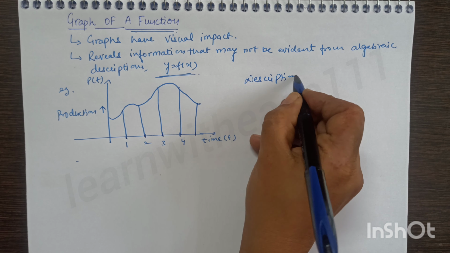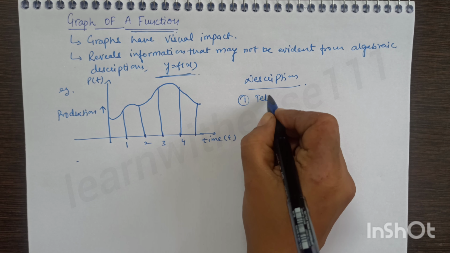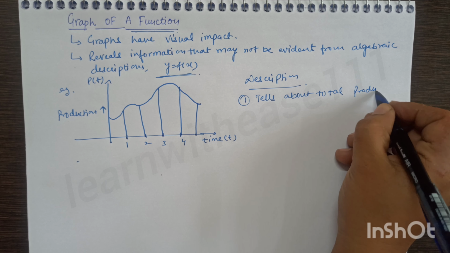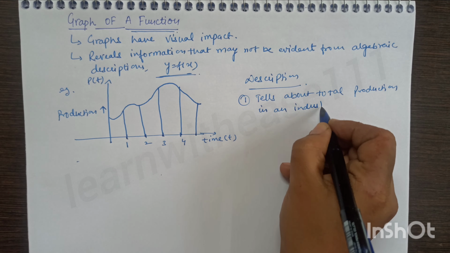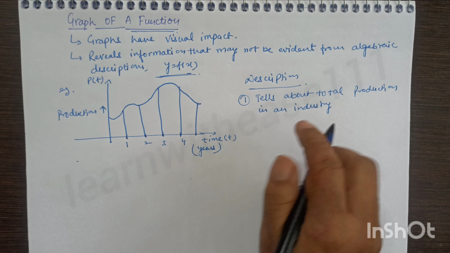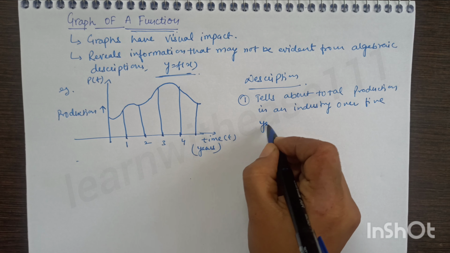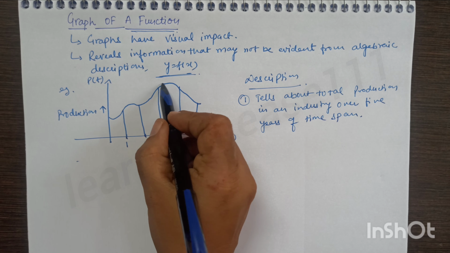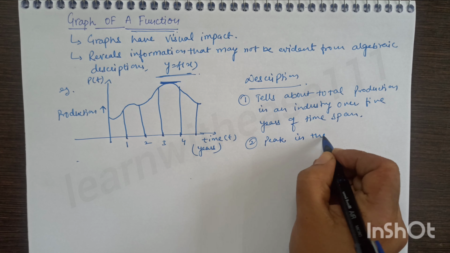So the description from the graph we can tell is, first of all, it is the total production in an industry over a 5-year time span. The time is in years. It would be mentioned below whether it's in years or months. So this graph tells us the production of a particular industrial product over a 5 years time span.